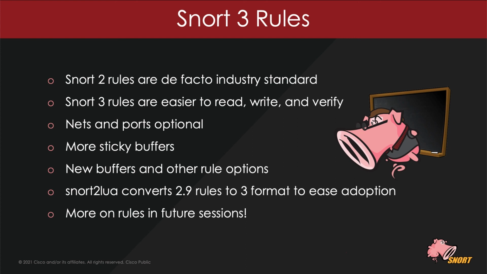Networks and ports are optional in the rule header, so very interesting. If you've ever written rules, you always had to put a network and a port in there. You don't have to in Snort 3, and we'll see how that works later on. Again, not in this presentation, but in a future presentation, we'll dive into Snort rules. More sticky buffers: Snort 2 had some sticky buffers, Snort 3 has more, and those are keywords that help you reduce the number of words in a rule and make it simpler to read a rule.